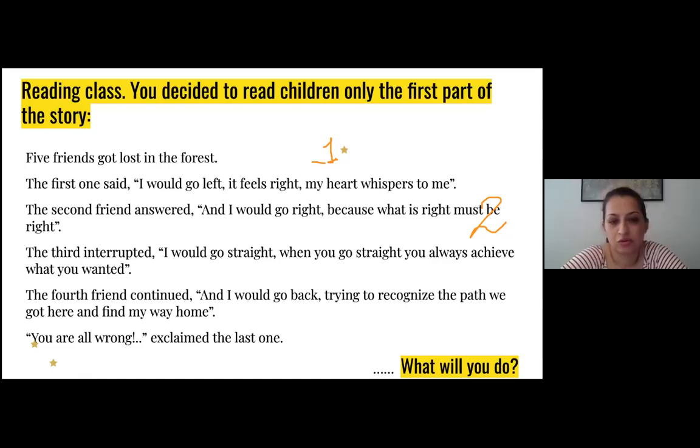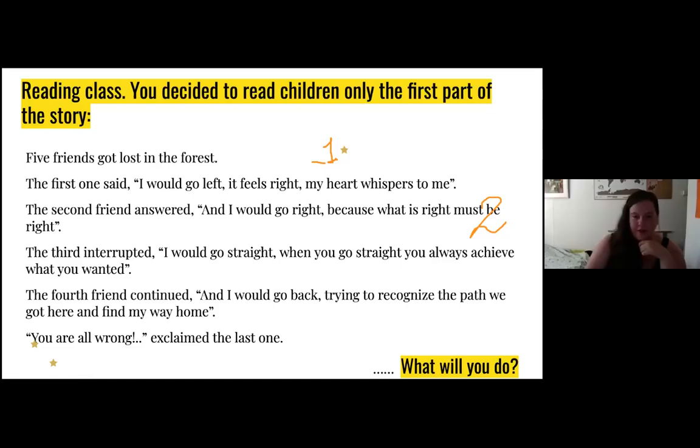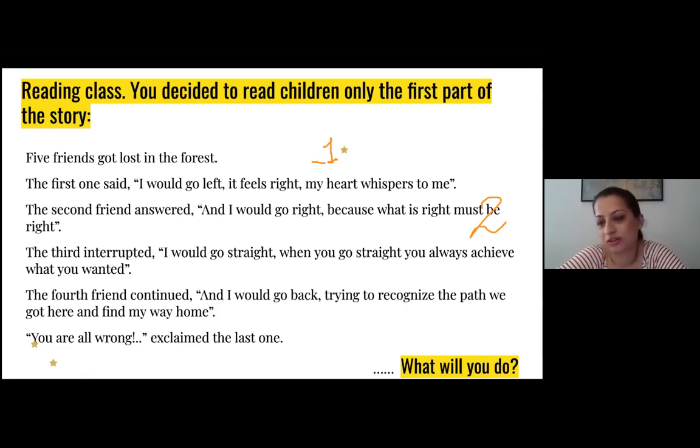Nastaran, what do you think will happen next in the story? Maybe if I go to the last one who exclaims that they are all wrong, maybe he or she thinks that they didn't get lost, that they are going the right way. Okay, so you think that by following the last person, they will eventually find their way back? Yeah, maybe he knows that they didn't get lost.